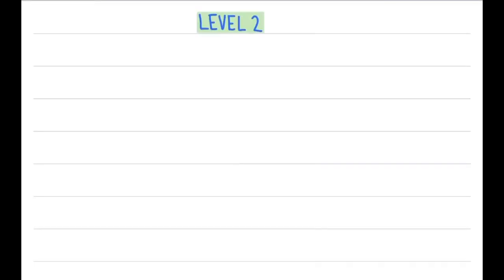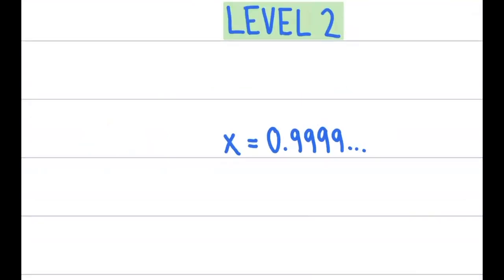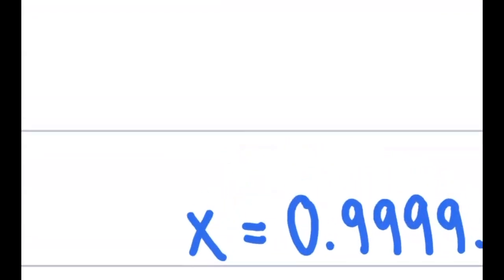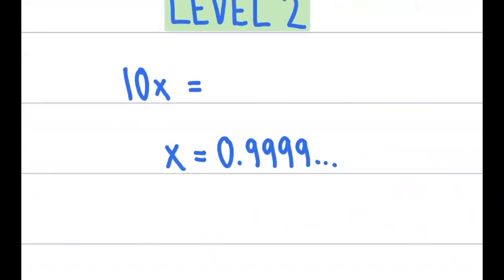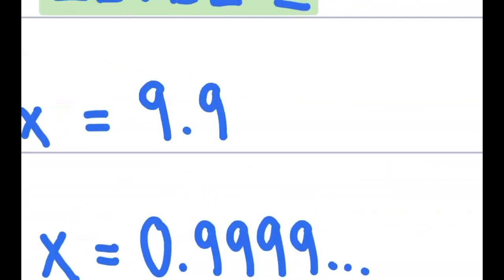So here's my next proof. Let's say that we have a number x. You know you're in level two when you see x. And this number is 0.9 repeating. What I can do is multiply this number by 10. I know that 10x, when you multiply a number by 10, you just move the decimal point one to the right. So you're going to get 9.9 repeating.